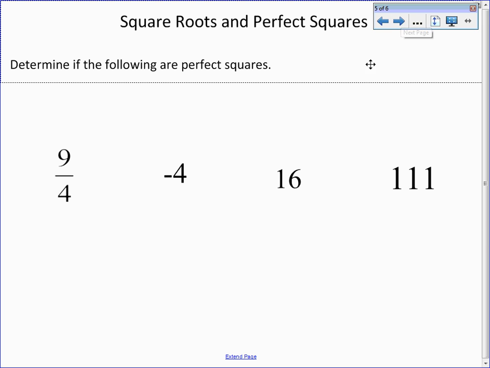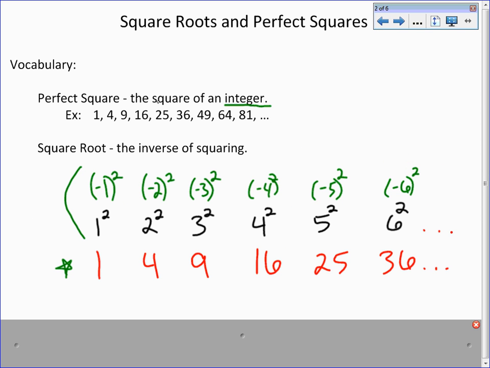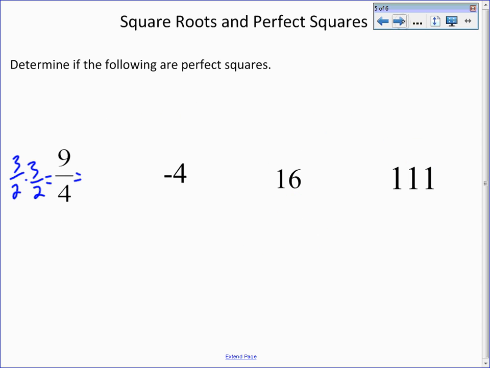Okay. Now I want you to determine if these are perfect squares. This one works out to be real nice because basically what we're trying to find is, is there a number that if we times it by itself gives us 9/4? And if we take 3 halves times 3 halves, isn't that taking it times itself? Which is very good. 3 halves times 3 halves equals 9/4. The only problem is that if we look back here, the definition says the square of an integer. A fraction like 3 halves is actually a rational number, not an integer. So we're going to say that this is not a perfect square.